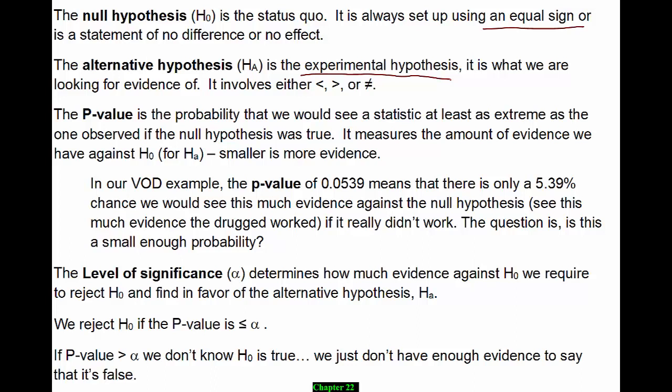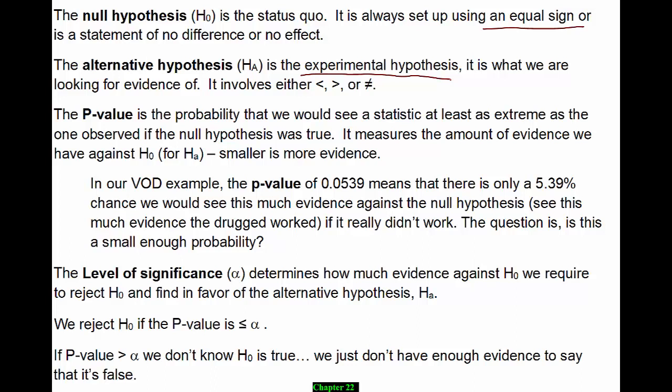The p-value is the probability of seeing a statistic at least as extreme as the one observed if the null hypothesis were true. The smaller the p-value, the more evidence you have against the null and for the alternative. In our VOD example, the p-value of 0.0539 means that there's a 5.39% chance we would see this much evidence against the null hypothesis, or this much evidence that the drug worked if it really didn't work.